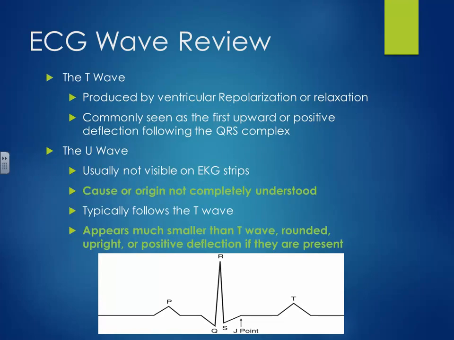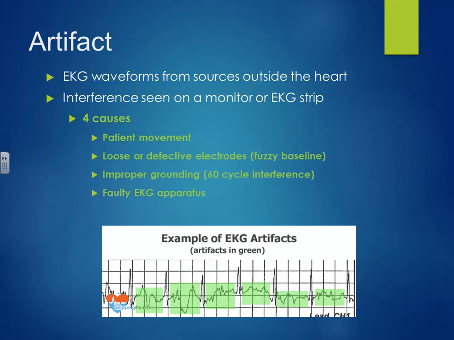Then T wave is your ventricular repolarization. U wave, we've talked about it. Usually not visible. If it is, it may be the effect of some type of electrolyte abnormality, or it just may be there. All right? I'm not going to do a whole lot with the U wave, but do know that there is a possibility of a U wave. All right?